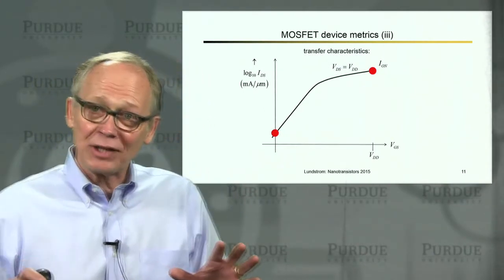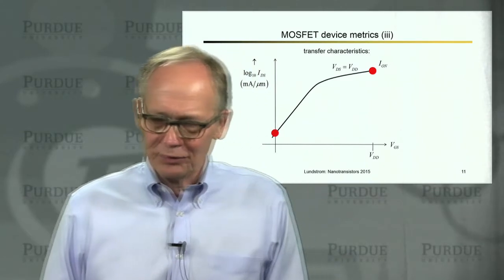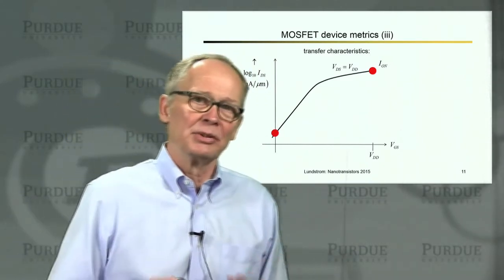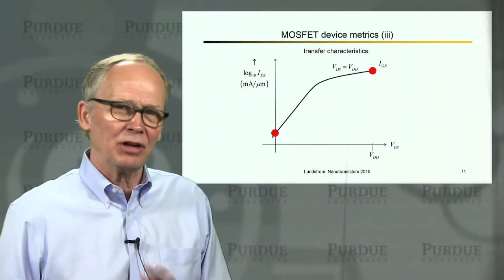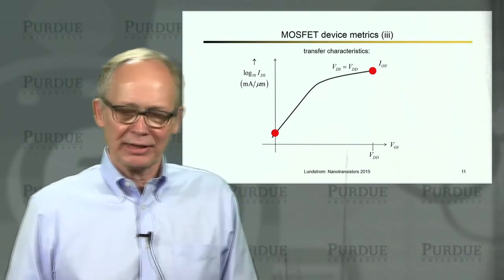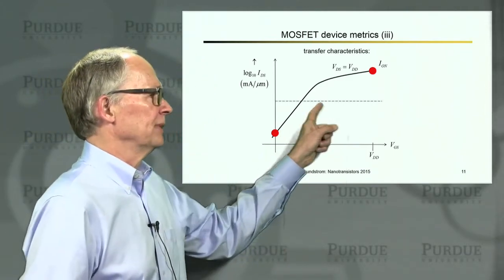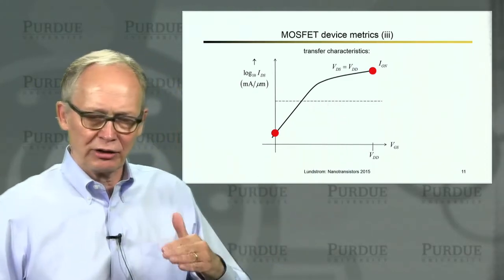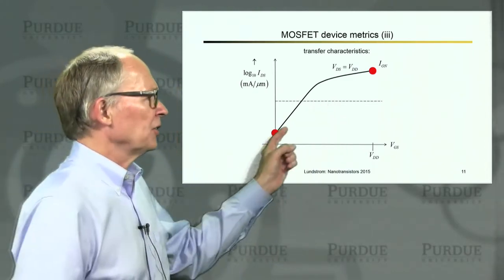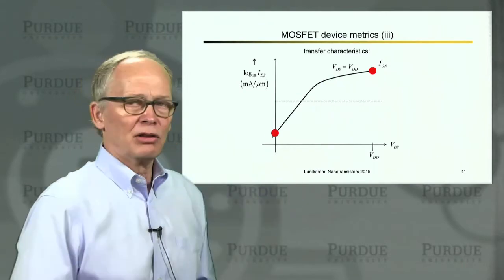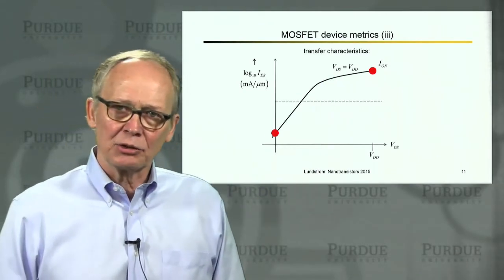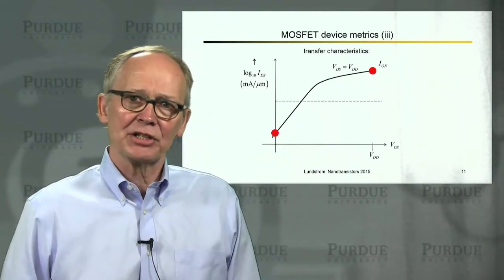Okay, we're going to define several of them here, and it's important for you to spend some time getting familiar with these, because we'll refer to these and talk about the physics of these metrics throughout the course. So let's look at this transfer characteristic. And let's say there's an arbitrary current we're looking at here. This is a transfer characteristic plotted with a large voltage between the drain and the source. So we're operating in the saturation region.